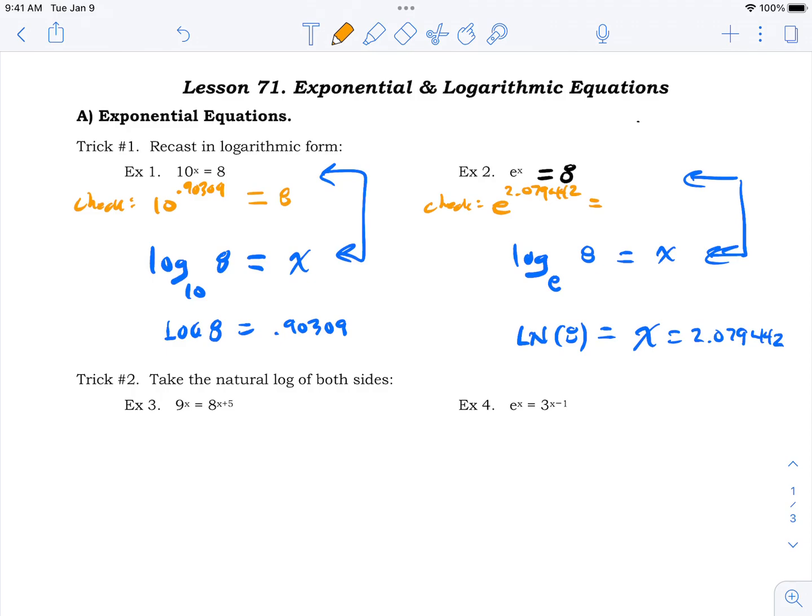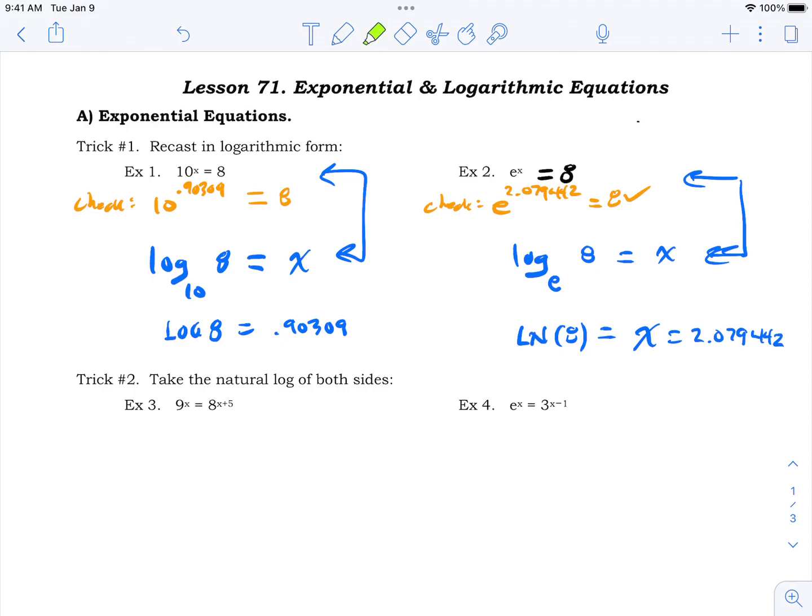442. This comes out to, I got 8.00000, like 3 something something. So it's pretty close. There's a little more round off error on this one, but it's pretty close. Okay, cool. That's your first trick.